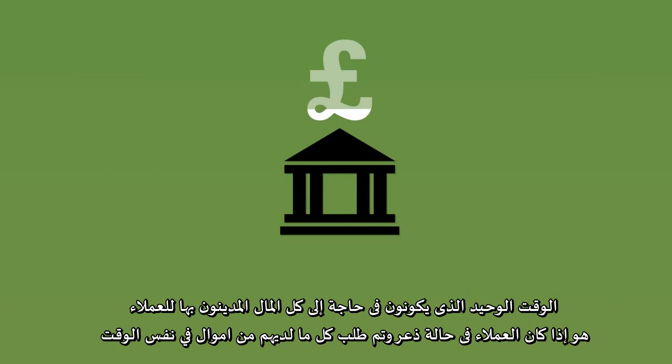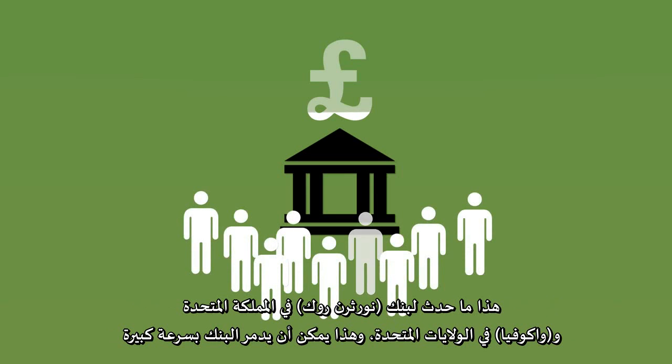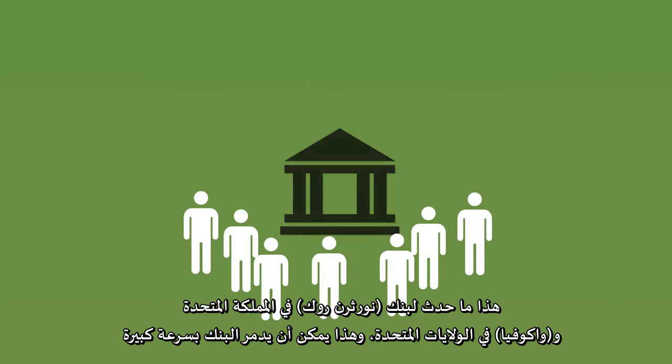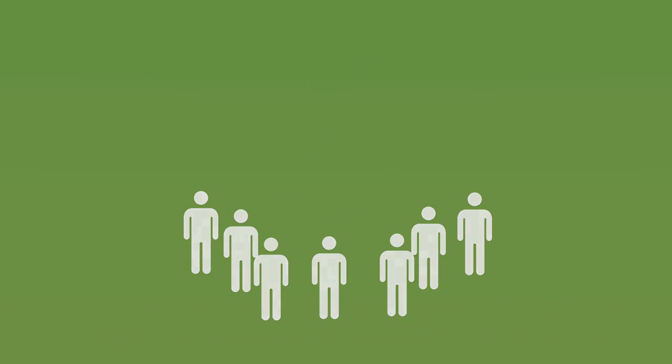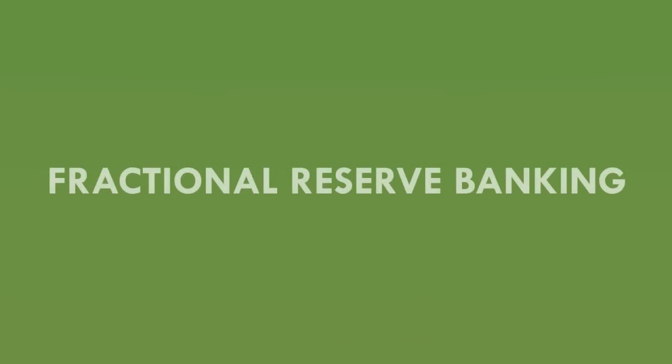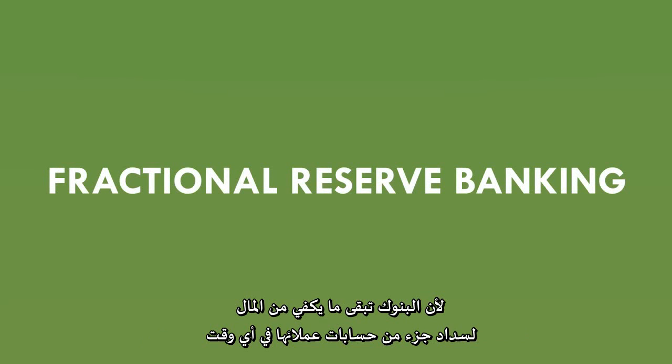The only time that they would actually need all the money that they owe to their customers is if customers were to panic and ask for all their money back at the same time. This is what happened to Northern Rock in the UK and Wachovia in the US, and it can destroy a bank very quickly. This process is what gave rise to the term fractional reserve banking, because banks only need to keep enough money to repay a fraction of their customers at any time.